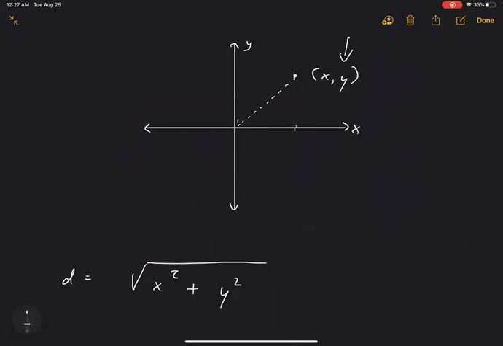I could consider this point as being a triangle. This distance is like the hypotenuse of a triangle. What's this length? Well, that's the x coordinate. What's this length? It's the y coordinate. So by Pythagorean theorem, the length of this side is square root of x squared plus y squared. So that's where my distance formula comes from.